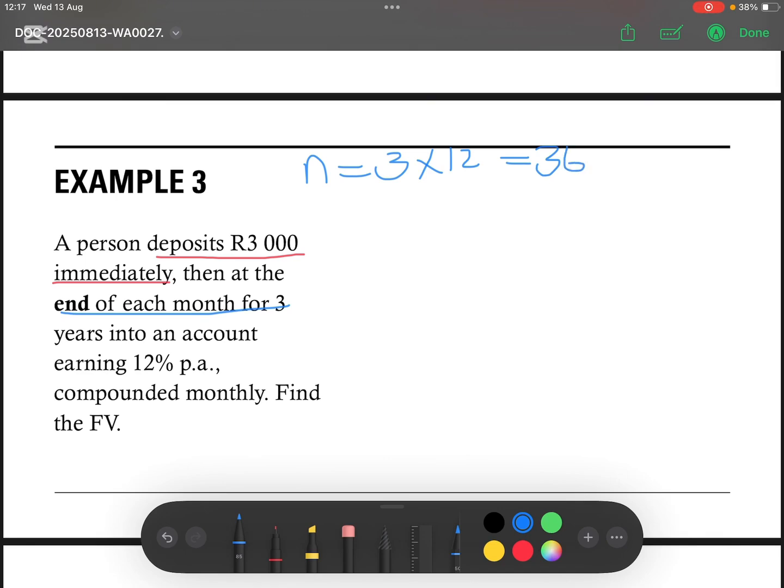But in this case, this person immediately deposited money, which is the first, which we can say is the initial payment, or the deposit. That is the deposit that he deposited into the savings account. That will be plus 1. Then we will have a total N of 37. Right, so now we can use the future value to determine the amount of money that he's going to accumulate.